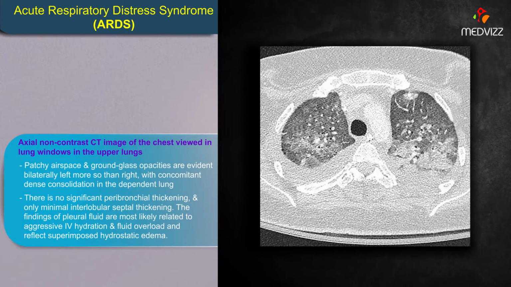These findings reflect perhaps improving ARDS and the development of pulmonary edema as a result of aggressive IV hydration and fluid overload. If you were to get a CT scan, such as an axial non-contrast CT, you can see in the upper lung windows and in the upper lungs, there is some evidence of patchy airspace and ground glass opacities bilaterally, which are seen in the straight black arrows. Left is more so than the right, with concomitant dense consolidation in the dependent lung, which is seen in the straight white arrows. There is no significant peribronchial thickening and only minimal interlobular septal thickening. The findings of pleural fluid are most likely related to aggressive IV hydration and fluid overload and reflect superimposed hydrostatic edema.